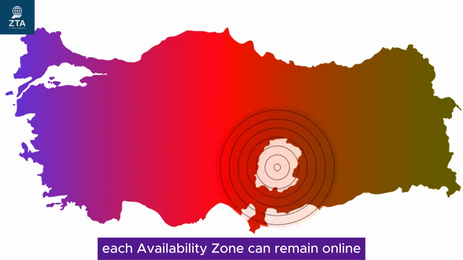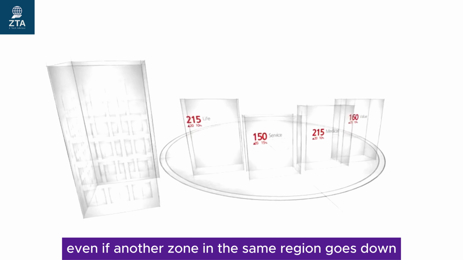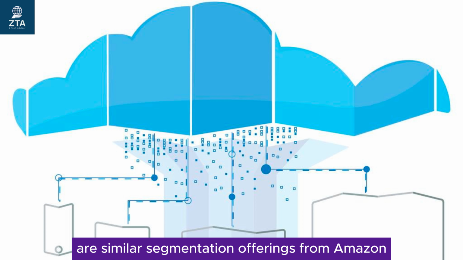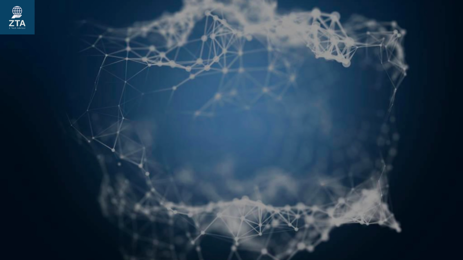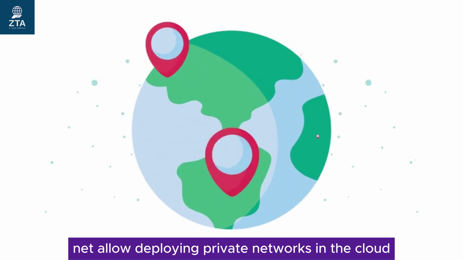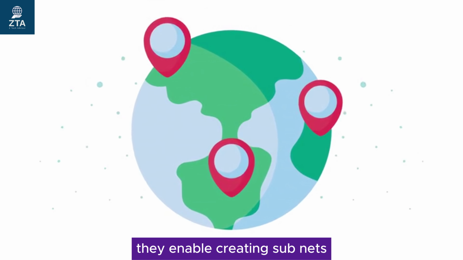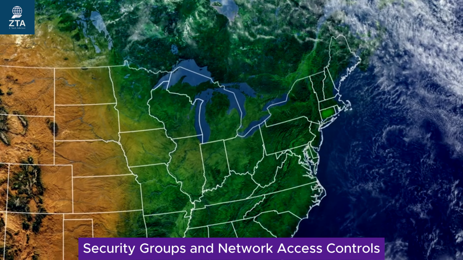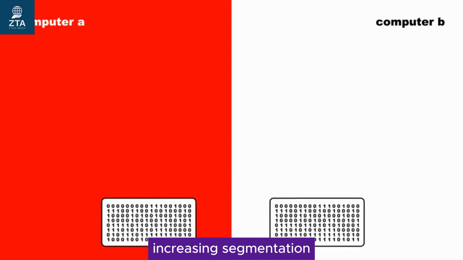Each availability zone can remain online with its own redundancy systems, even if another zone in the same region goes down. VPC, Virtual Private Cloud, and VNet, Virtual Network, are similar segmentation offerings from Amazon Web Services and Azure, respectively. VPC and VNet allow deploying private networks in the cloud or extending on-premise networks into the cloud. They enable creating subnets to further segment networks and use non-routable private IP addresses. Security groups and network access controls, NACLs, provide protection to VPCs and VNets, increasing segmentation.